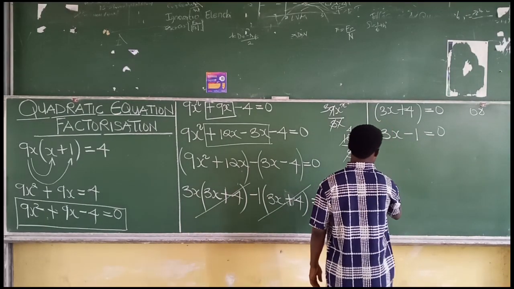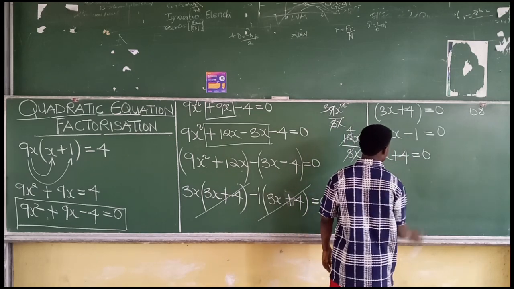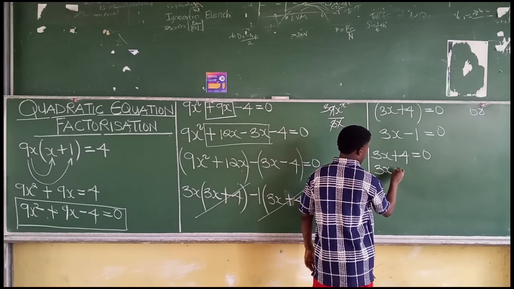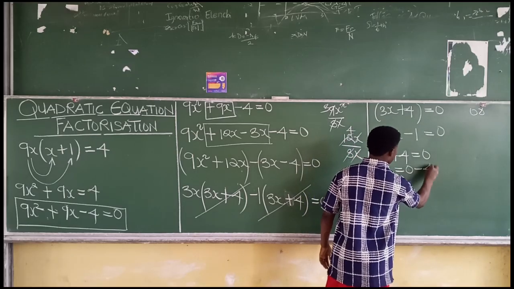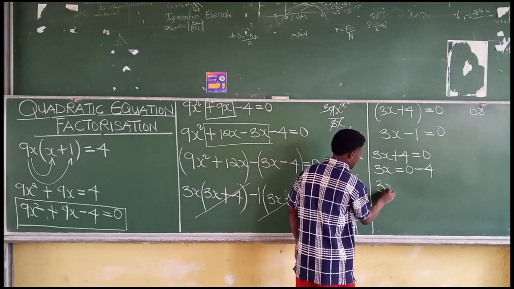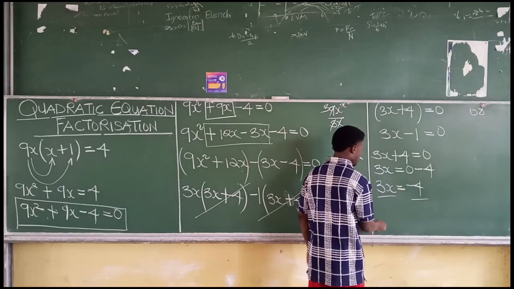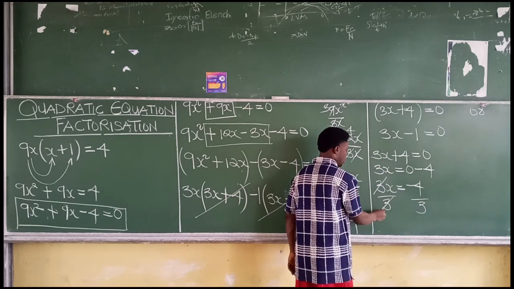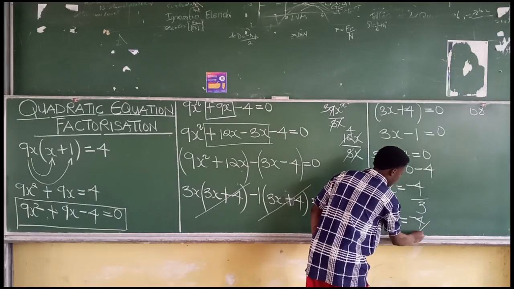So let's write this: 3x minus 1 is equal to 0. From the first bracket, we have 3x plus 4 is equal to 0, and 3x is equal to 0 minus 4, making 3x the subject. 3x is equal to minus 4. Dividing the two sides by the coefficient of x, which is 3, 3 cancels 3, we are left with just x, and x is equal to minus 4 over 3.